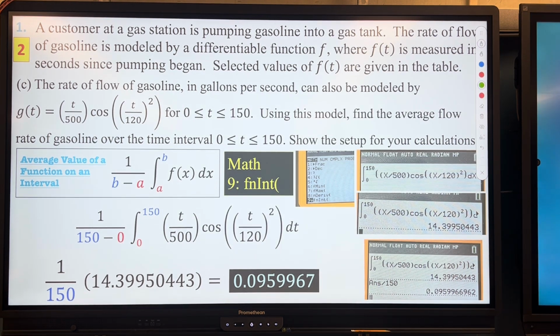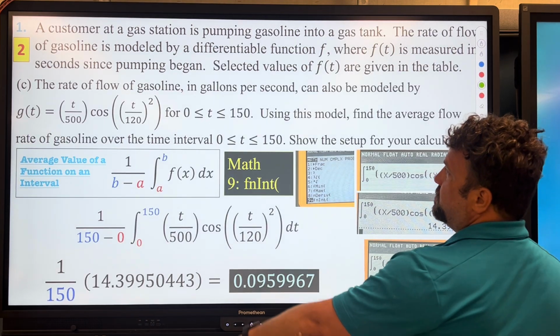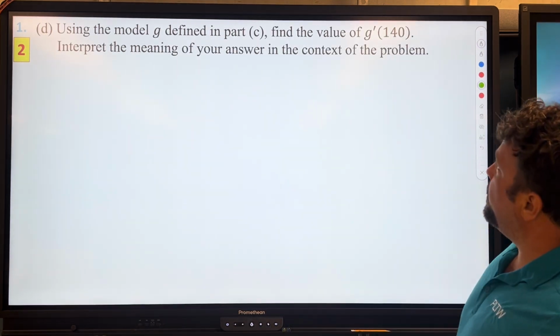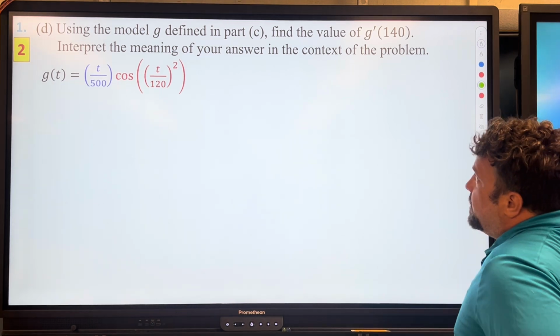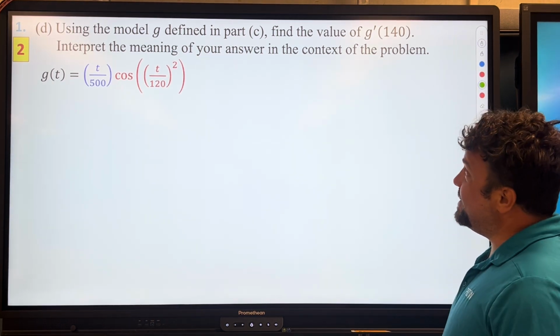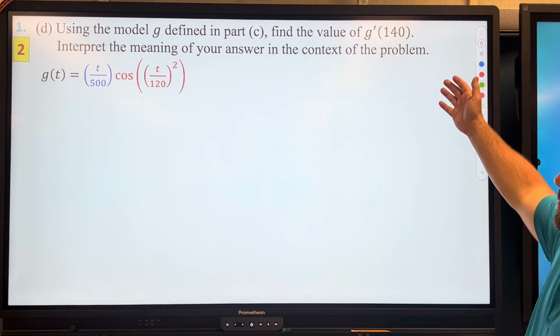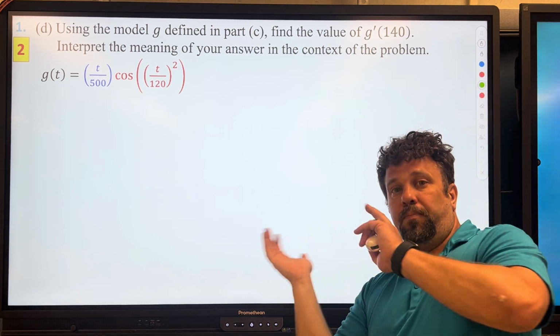All right, let's see. Letter D. Using the model G defined in part C, what we're going to do is find the value of G prime at 140. We're going to interpret the meaning as well. So in order to find the derivative of this at 140, what do you think you do?